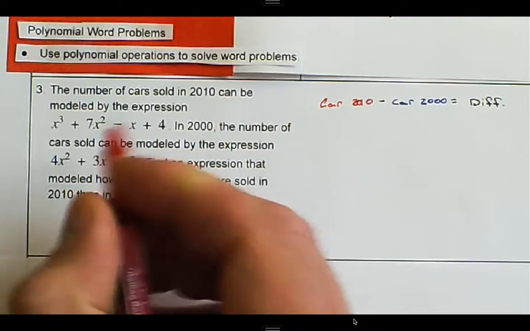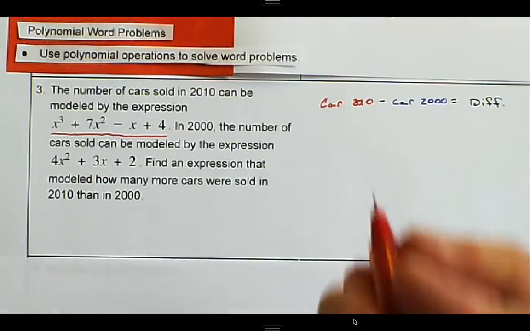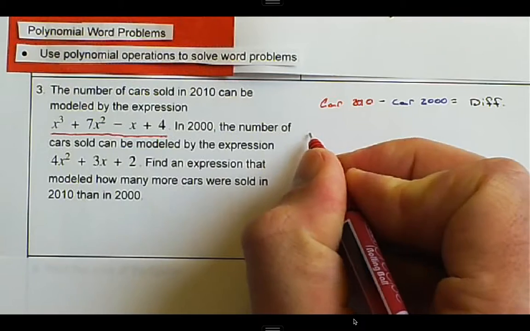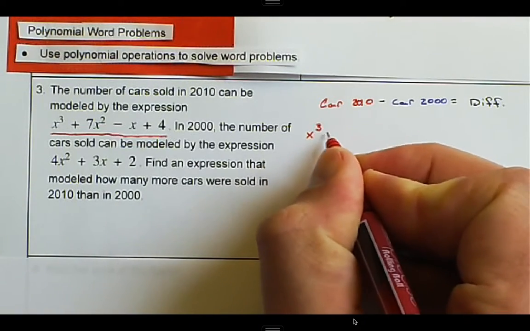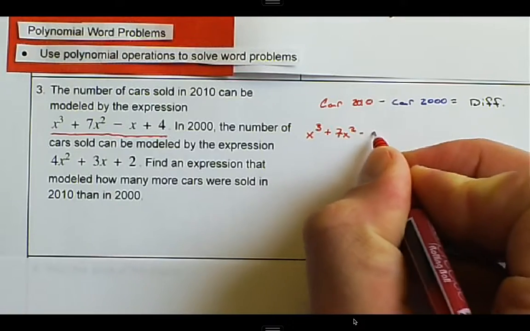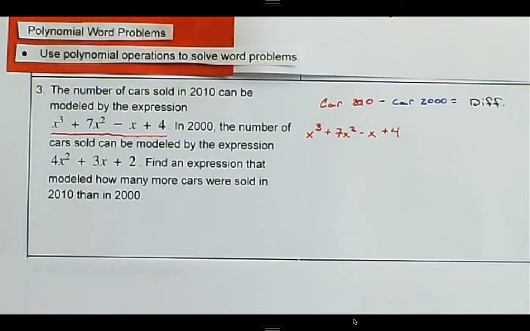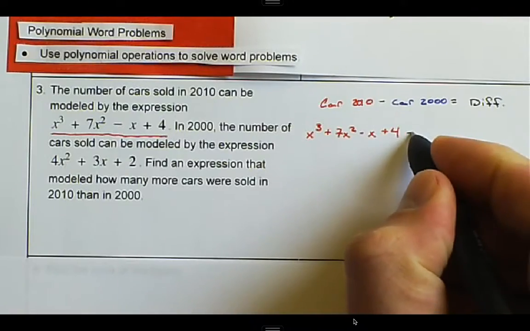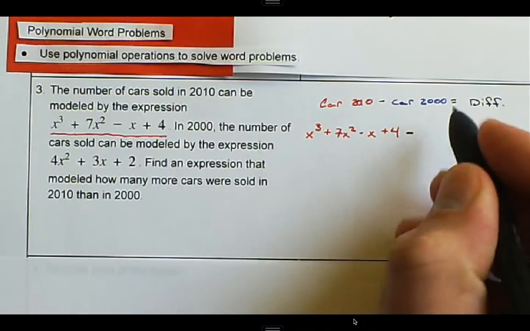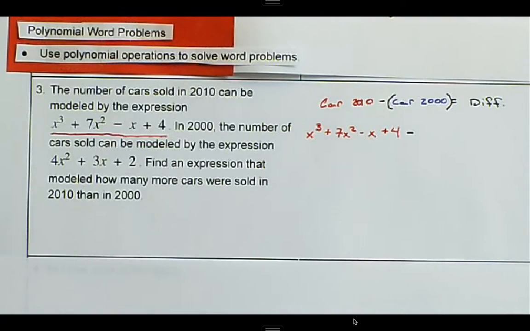So the cars in 2010 is modeled by this function here. So we want to say x cubed plus 7x squared minus x plus 4. And now here's the important part. We need to subtract the whole polynomial. So we need to make sure that we include those parentheses to make sure that we negate all of the signs and not just the first sign.